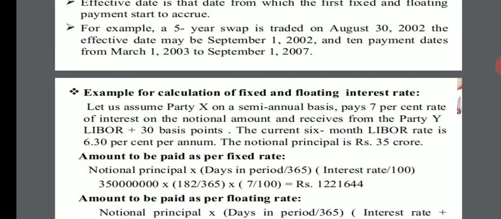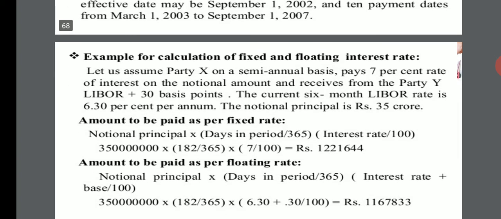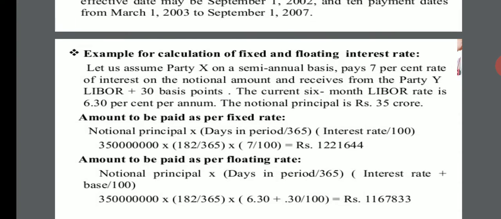Example for calculation of fixed and floating interest rate. Let us assume party X on a semi-annual basis pays 7% rate of interest on the notional amount and receives from party Y LIBOR plus 30 basis points. The current 6-month LIBOR rate is 6.30% per annum. The notional principal is rupees 35 crore.